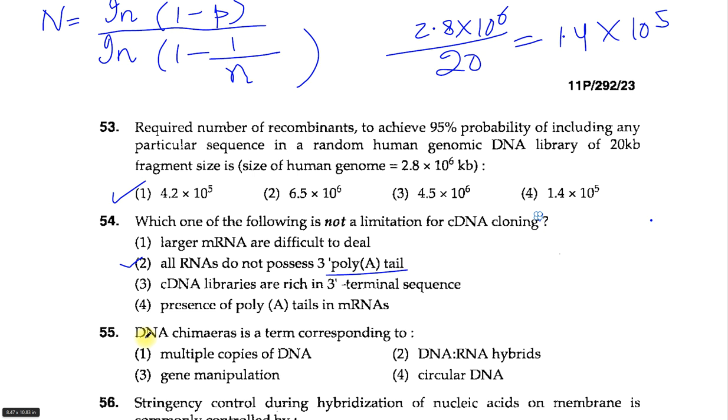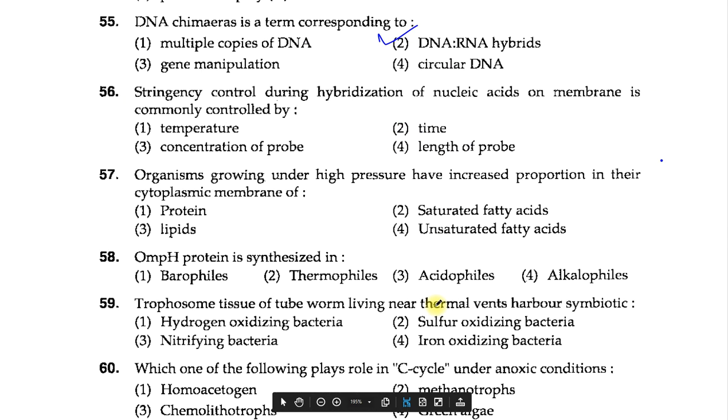Question 55. DNA chimera is a term corresponding to 1. multiple copies of DNA, 2. RNA-DNA hybrids, 3. gene manipulation, 4. circular DNA. The DNA chimeras are RNA-DNA oligonucleotides. These are dimers which are developed to correct the point or frame shift mutations in the episomal or the chromosomal copies. So the correct answer is option 2, the DNA-RNA hybrids.